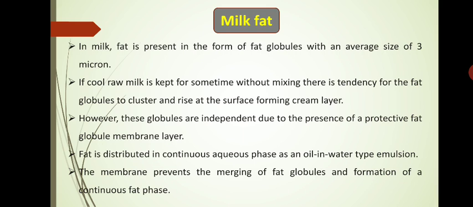However, these globules are independent due to the presence of a protective fat globule membrane layer. So fat is distributed in a continuous aqueous phase, as an oil in water type emulsion. The membrane prevents the merging of fat globules and the formation of a continuous fat phase. So the membranes present on the globules protect them from overlapping and from the formation of a continuous fat phase.